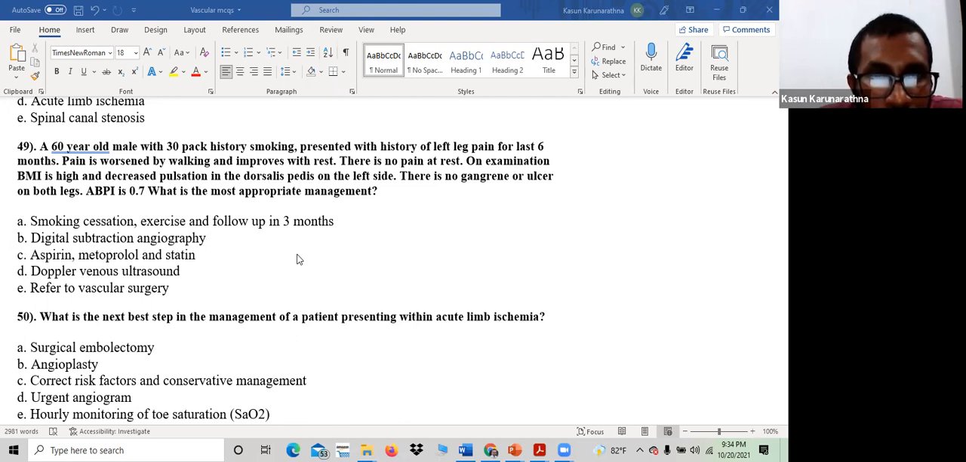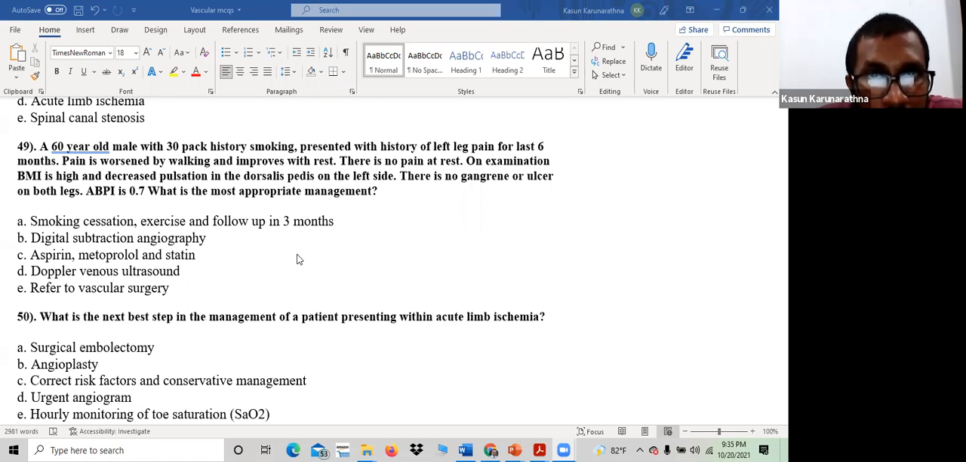If it is non-disabling claudication, you can manage conservatively. That is the best medical treatment. All these lifestyle modifications, including smoking cessation. Investigate for other risk factors, diabetes and dyslipidemia. If there are comorbidities, you should optimize. Then supervised exercises, right? Then reassess the patient. That should be the management.